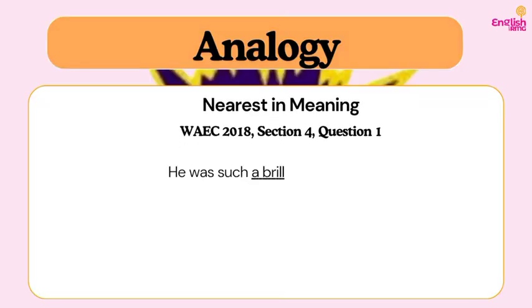So this is the first question on synonym. We have question 1 from section 4, WAEC 2018, and the question reads, "He was such a brilliant footballer." So our underlined word is what? Brilliant. So we want to look for an analogy, a synonymous analogy to what?